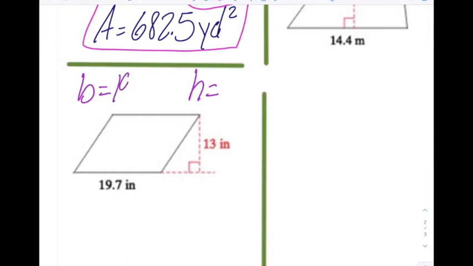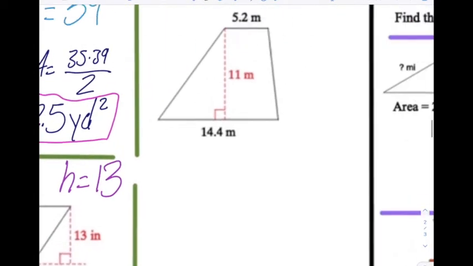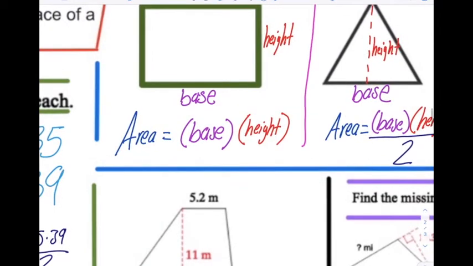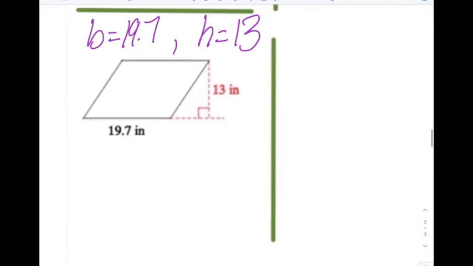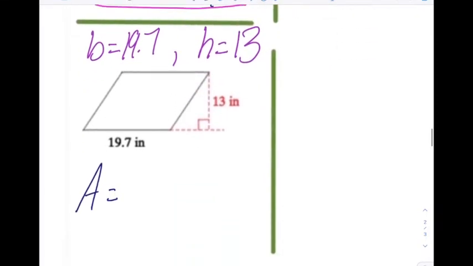I need my base and I need my height. So what is the base of this rhombus here? 19.7. Comma, what is the height of this rhombus? Well, it tells you here on the side, 13 inches. From top to bottom is 13 inches, so 13. So the area of a quadrilateral says base times height. So the area is equal to base times height. The base is 19.7 times 13.